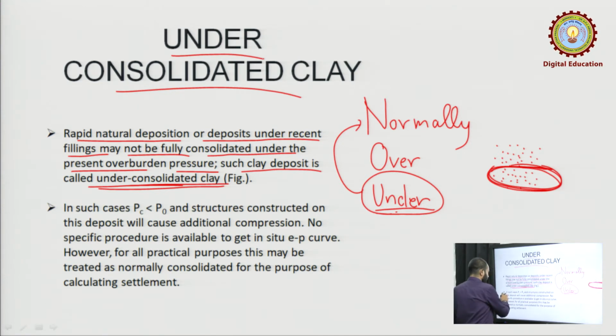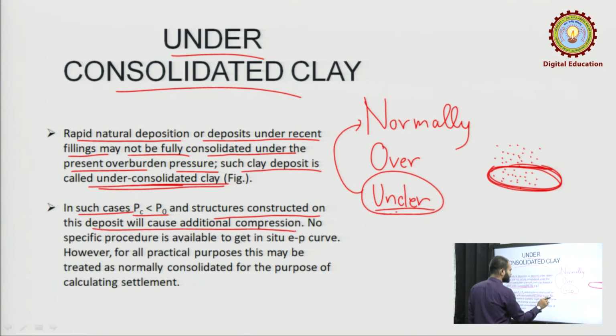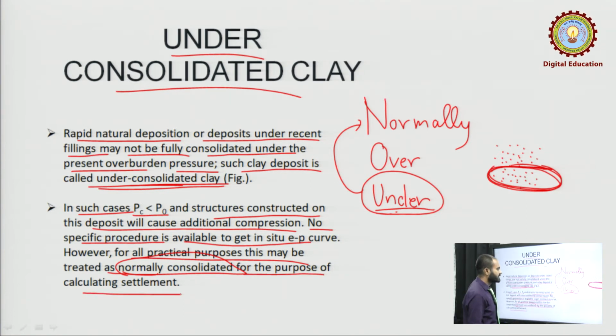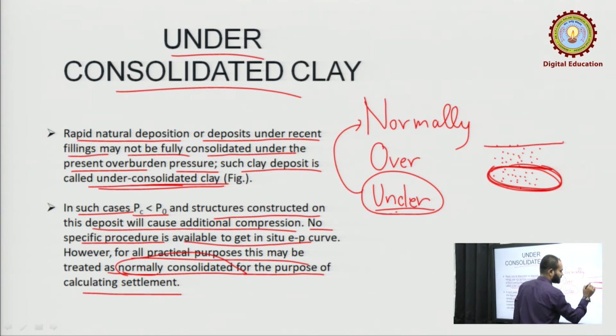In such cases, Pc is less than P naught and the structures constructed on this will go on additional compression. No specific procedure is available to get the e–log p curve. However, for all practical purposes, this may be treated as NCS, or normally consolidated, for the purpose of calculating the settlement. As I have already told you, this is generally considered to be normally consolidated only. What is the difference? Just remember that this is not stressed properly.